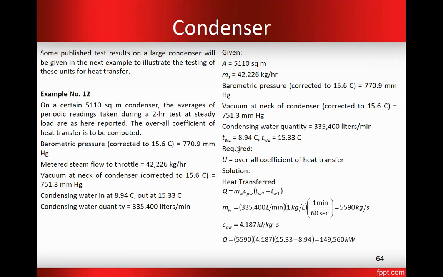Malapit na siya sa value dito. Average nito, kunin mo yung relative level ng density niya. Pag pataas yung temperature, baba yung density, di ba? So since this is within the range, pwede yung 1 kilogram per liter. So CPW is 4.17 kilojoule per kilogram per Kelvin. Kung mataas yung temperature, mag-iba yung value. Then Q is equal to 5590 times 4.17 times 15.33 minus 8.94 is 149,560 kilowatt.